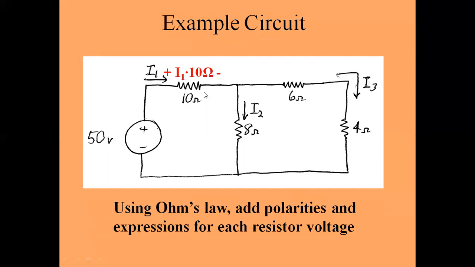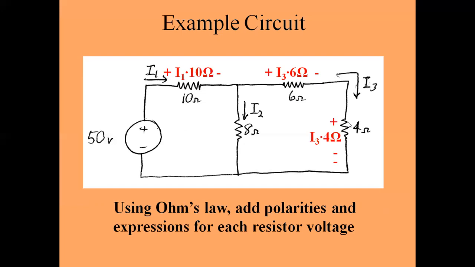So according to Ohm's law, the voltage drop across the 10 ohm resistance is 10 I1. And we give the polarity: current is flowing in this direction from high potential to low potential, so it is plus and minus. Then the next resistor, the 6 ohm resistor: the voltage drop across it is 6 I3, because I3 current is flowing through this branch and the current direction is like this. So it is plus 6 I3.